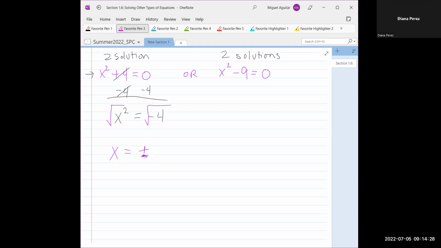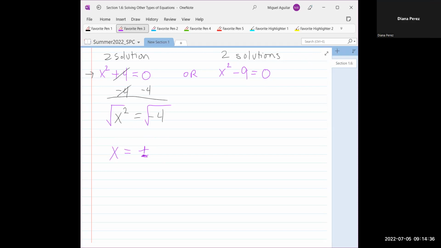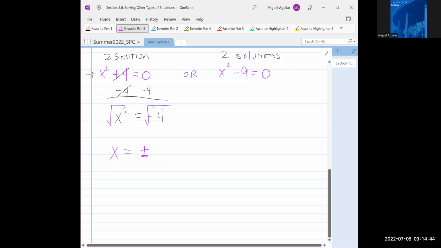2. Positive 2. Be very careful there. Okay, but don't you have to have an i? Yes. So when you take the square root of a negative number, just remember you're going to get an imaginary number here. So if we take the square root of -4, that's going to give us 2i. Okay, so those are our 2 solutions from that equation: positive 2i and negative 2i.